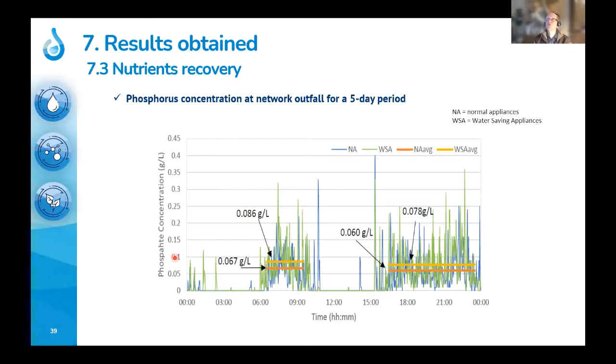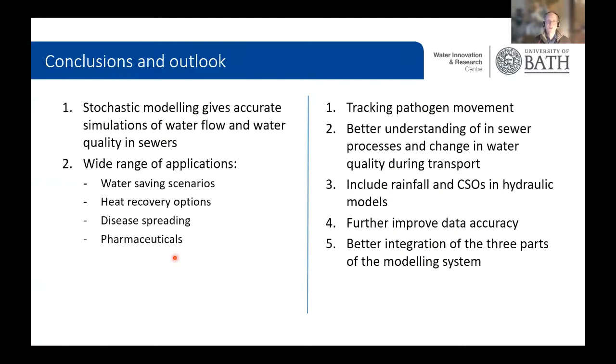And this brings me now to my last slide, and I think time is also almost up. So what I've tried to show you is that this stochastic modeling can give you very accurate simulations of water flow and water quality in sewers. And there are a number of very big applications for this, and things like water saving scenarios can be investigated. Heat recovery, I've shown you, disease spreading like with COVID, but also other parameters can be used. We can perhaps use it for combining it with pharmaceuticals tracking in our sewer system.